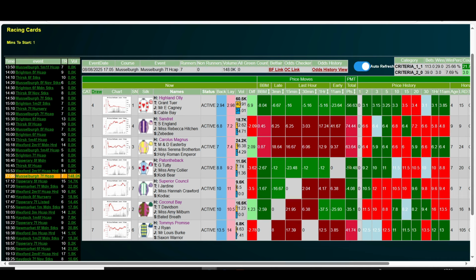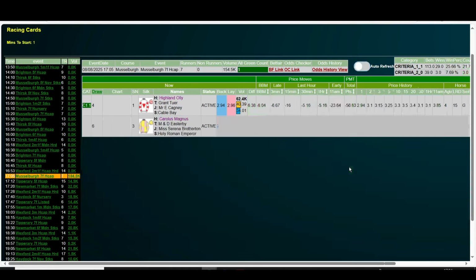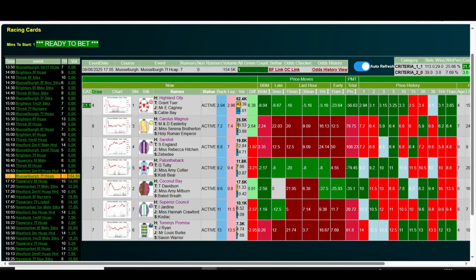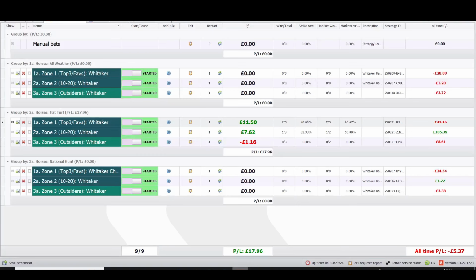It remains to be seen if we're going to have a bet on this last race. Yes, we are. We're going to be backing the favourite Highland Ollie. There is nothing of any other significance here that qualifies. Heavily fancied favourite here, Highland Ollie.